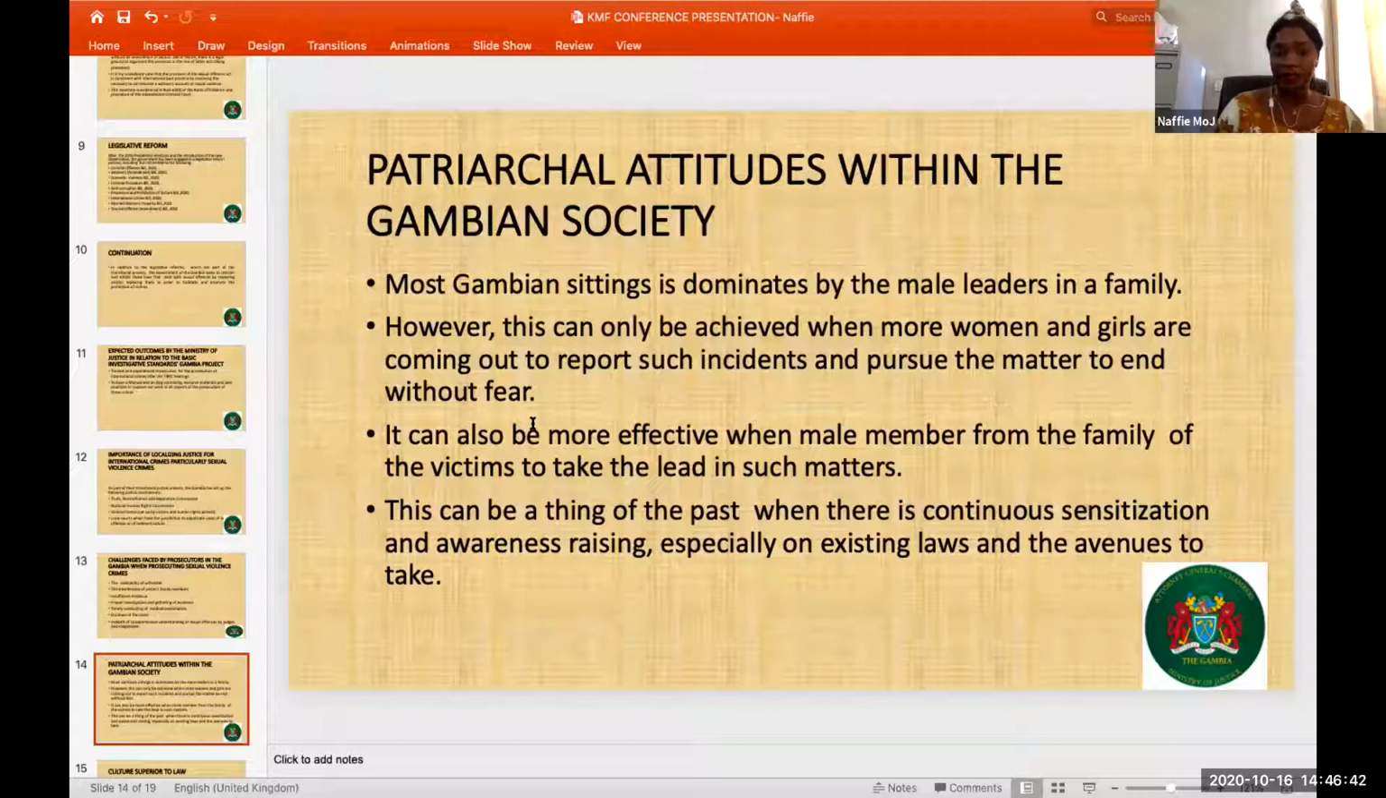I think Fatou has dealt with this area as well. It can also be effective when male members from the family, the victim's family, are also involved in the whole process. They've initiated the report, they've pursued it up to the end, and also to have continuous awareness raising and sensitization when it comes to the existing laws and the avenues they can take to seek a remedy. And the culture, whether the culture is superior to the law as well.